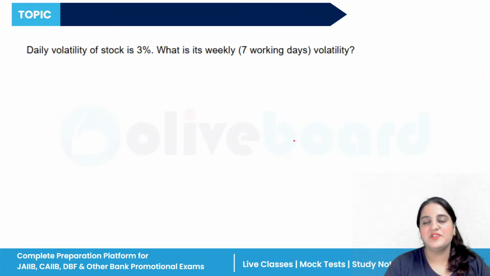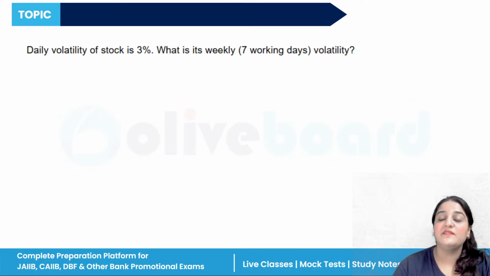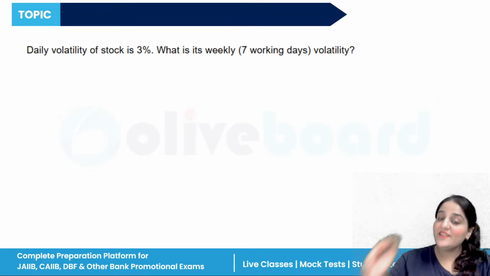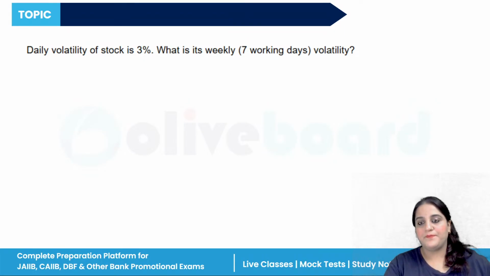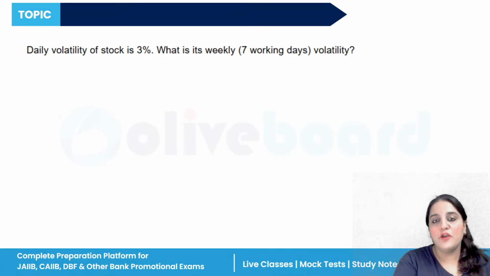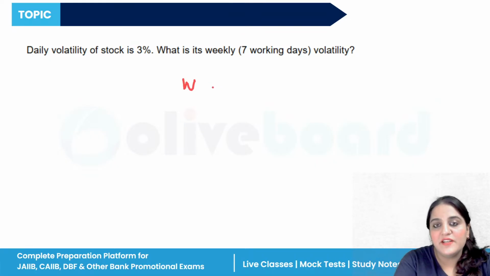Next question, easy question, and these types of questions are also there in the examination. The daily volatility of stock is 3%. So what is its weekly, 7 working days, volatility? If in the exam these 7 days are not given, we have to assume, because it is the universal truth that in a week there are 7 days. So simple, we know the formula. We have to calculate the weekly volatility.